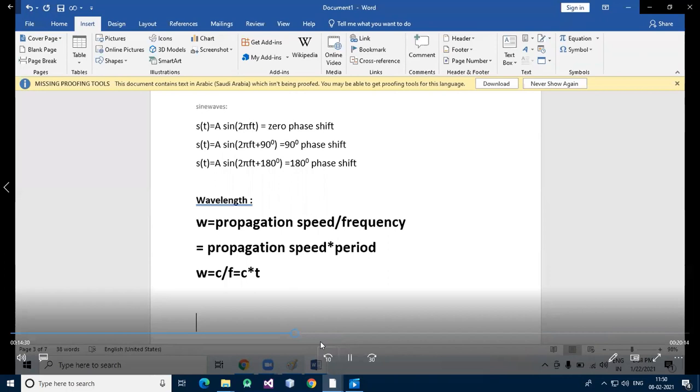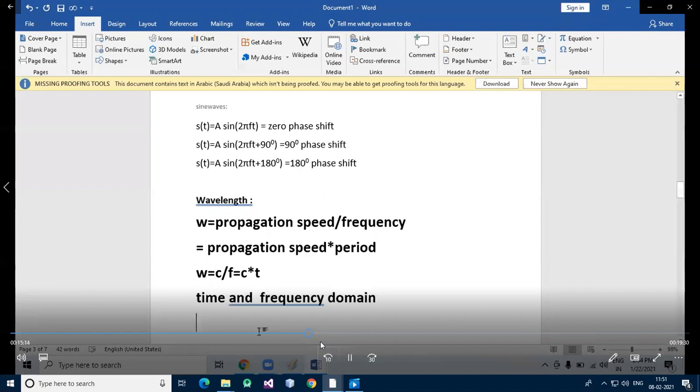Time and frequency domain. Here it is possible to display a signal in either the time domain or the frequency domain. So it is possible to display a signal in either the time or the frequency domain. Time domain display of an analog signal.